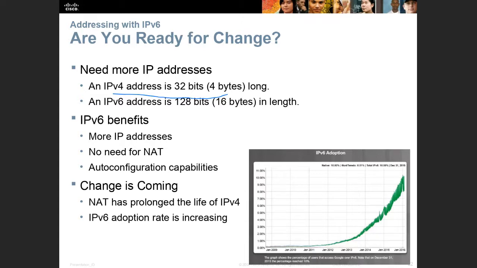So IP version 6 is increasingly being adopted, and the business strategy is, in the future, let's change everything over to IP version 6. We're still going to have some IP version 4 for a while, but eventually we're going to get rid of it.